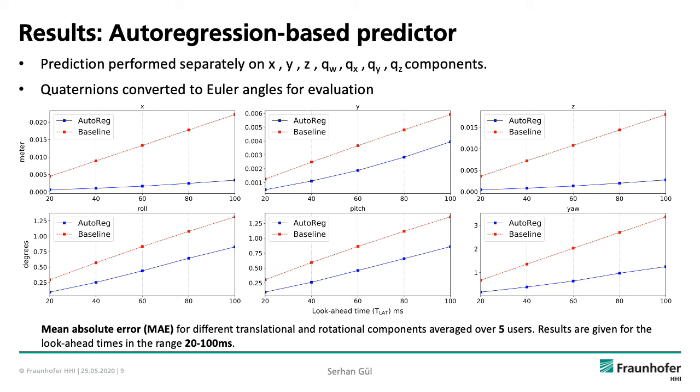And these are our results, where we perform the prediction separately on x, y, z and the different quaternion components. For the evaluation, we converted the quaternions to Euler angles. We plotted the mean absolute error for all components averaged over 5 users for different look-ahead times between 20 and 100 milliseconds. For all components, we see that the developed autoregression model has a better performance than a baseline model where we don't do any prediction. So this seems to work over all dimensions and brings certain advantages for both translational and rotational components.